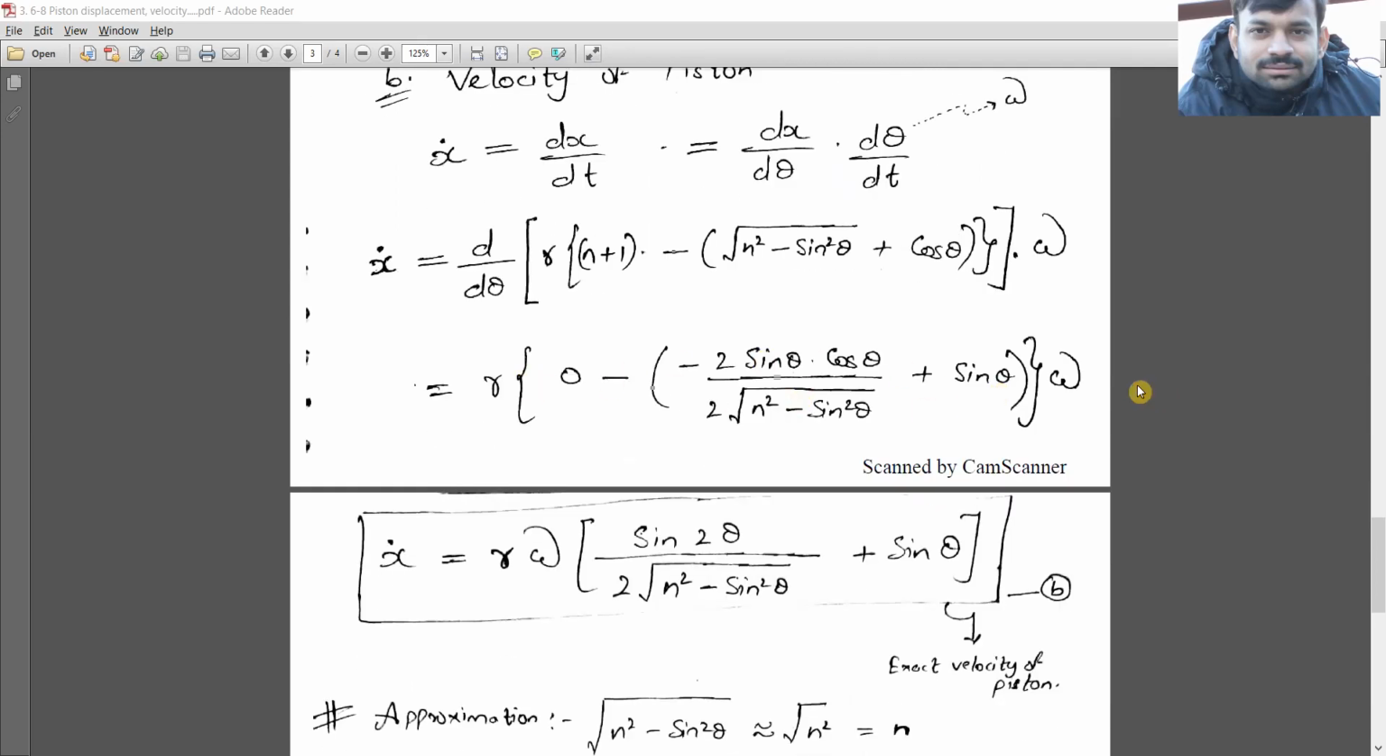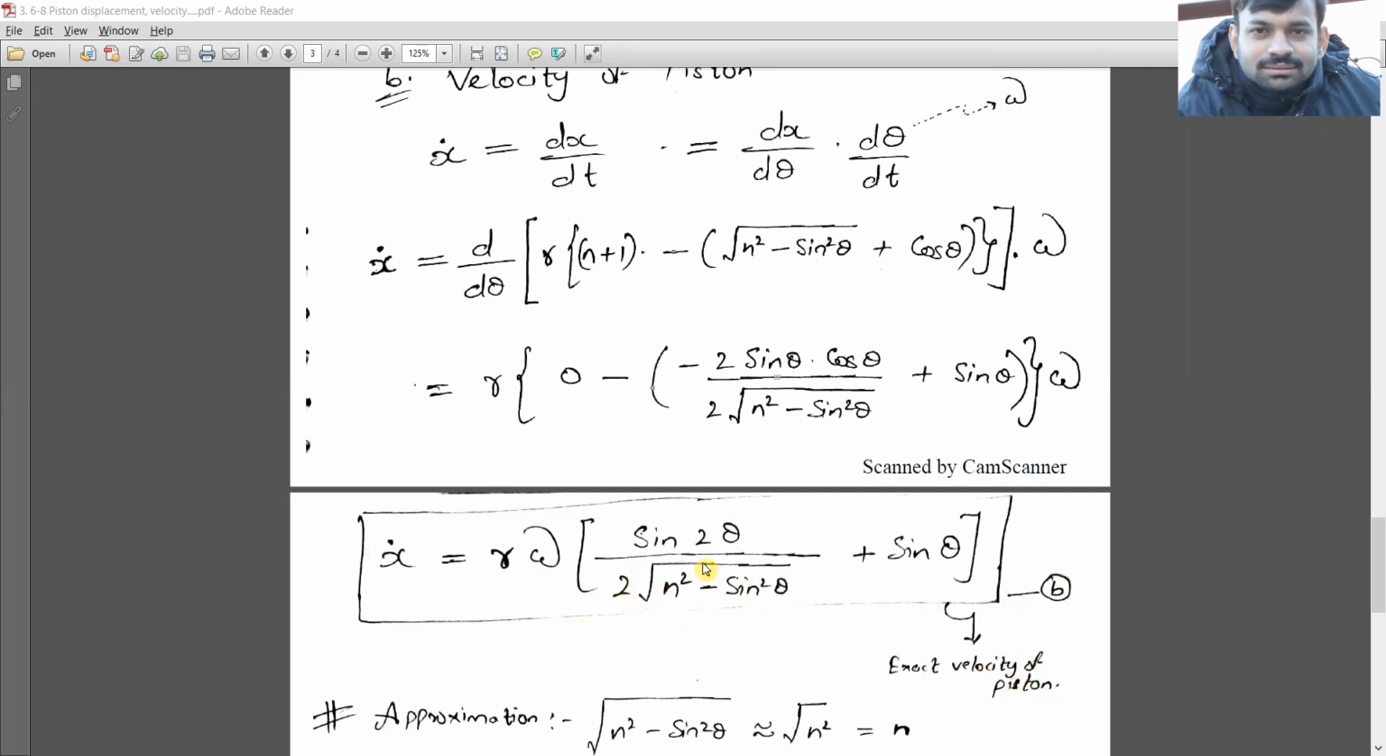Once we simplify this equation, we will get x dot is equal to r omega sin 2 theta upon cos... 2 sin theta cos theta will become sin 2 theta upon 2 times the square root of n square minus sin square theta, plus sin theta. Okay, so this is the equation of velocity for piston, and this is named as equation number B. So this gives us the exact velocity of piston.